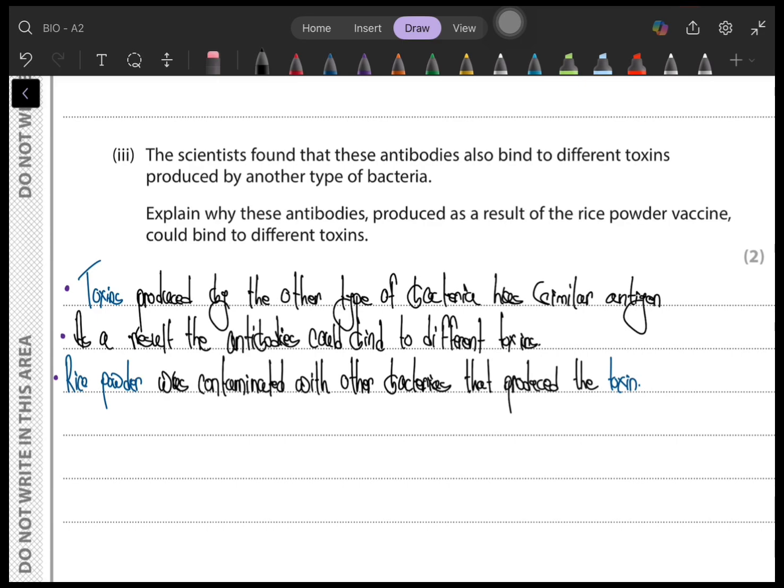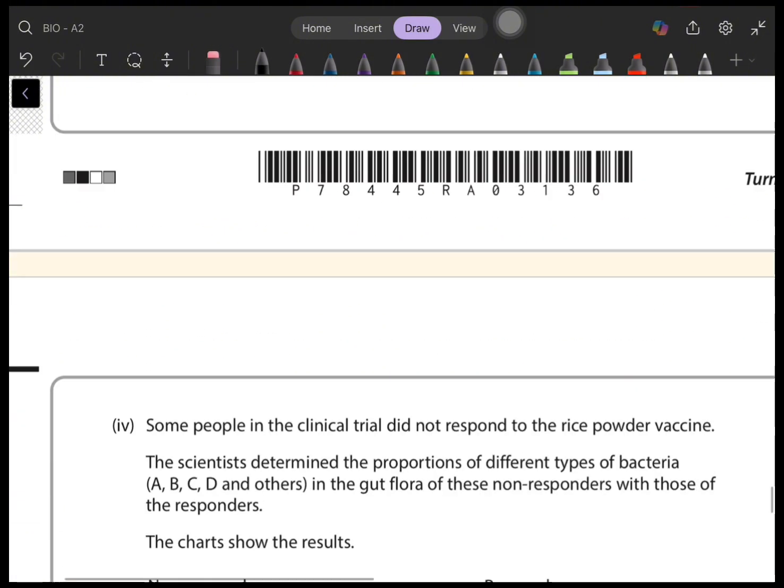So that type of bacteria would have similar antigen, and also there's a scope that the rice powder was contaminated with other type of bacteria that produce the toxin, right? So this is what I've written. Toxin produced by other type of bacteria has similar antigen, and as a result the antibodies could bind to different toxins. And also there is a possibility that the rice powder was contaminated with other type of bacteria that produce the toxins. Let's just move on to the next question.